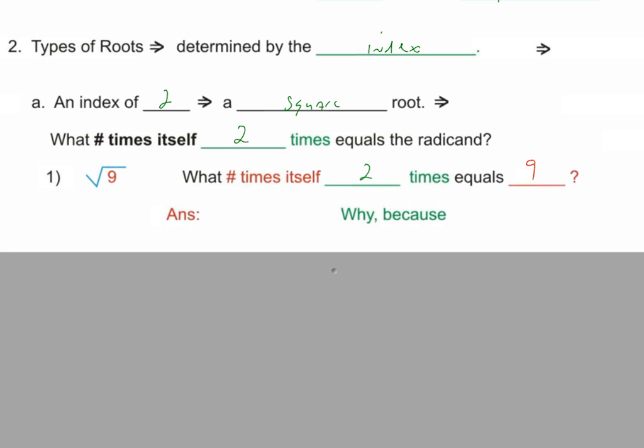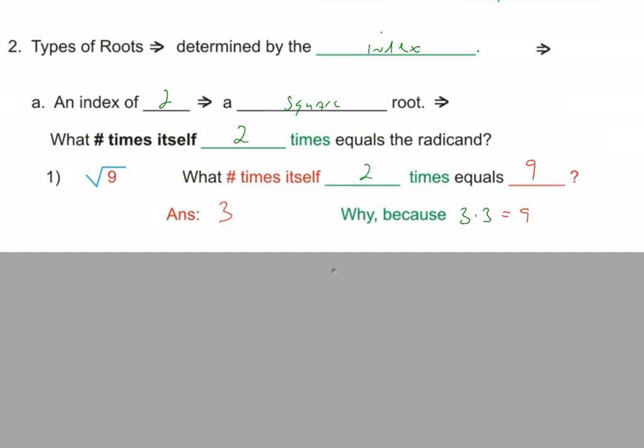Normally we just say the principal root answer. You remember that? Principal root is just the positive part. We'll talk more about that a little bit later in the lesson. But normally we just say the principal root, and the answer is 3. Why? Because 3 times itself 2 times equals the radicand of 9.